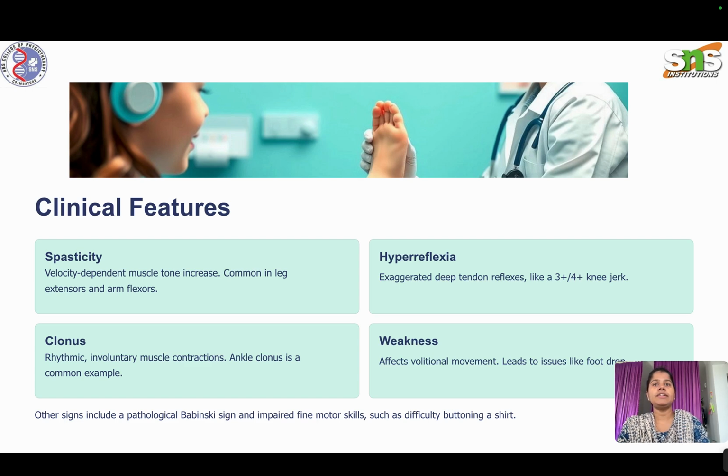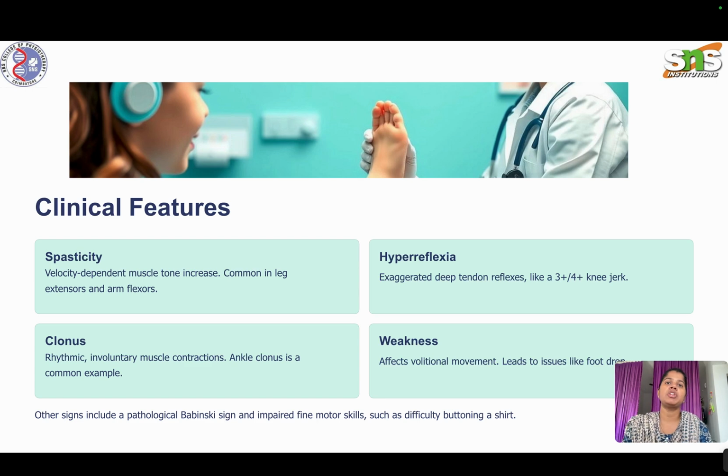So what are the clinical features? Let's look at the main clinical features. The first one is spasticity. As we all know, this is a velocity dependent increase in muscle tone. It is most common in leg extensors and in arm flexors. The second is hyperreflexia, that is, deep tendon reflexes are exaggerated, such as a brisk knee jerk. The third one is clonus, that is, rhythmic involuntary contractions that are often seen in the ankle region.